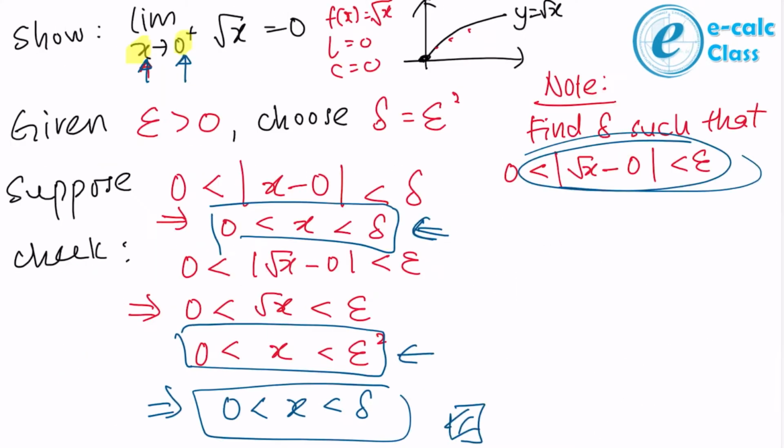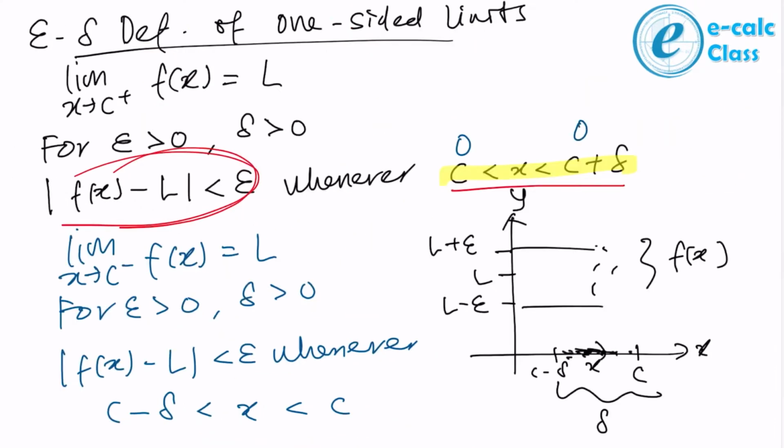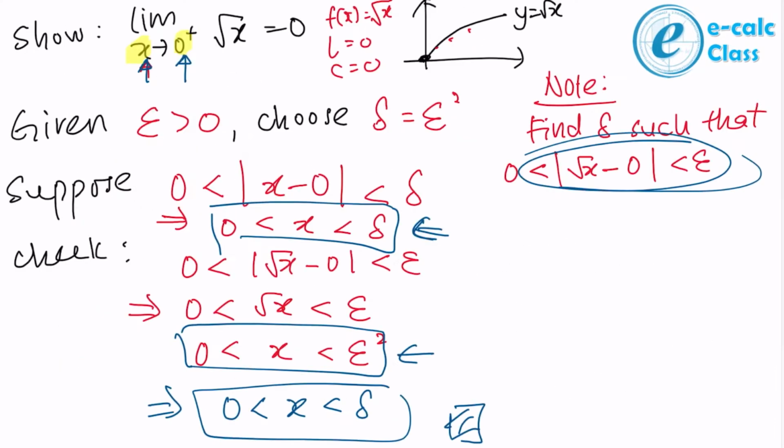Then your x is c plus delta. Now your c is 0, so it's just delta. Then check this inequality. You want to make it the same as this one, so you can choose your delta based on epsilon. And that is the end of the proof.